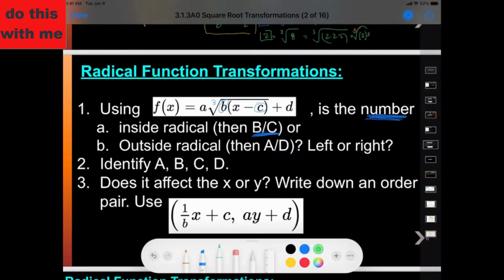Okay, so notice how b is inside the radical sign, while a and d are outside the radical sign. Do you see that? And if there's a number to the left, that's your a value. If it's to the right, that's your d value. The a and the d affect the y coordinates, okay? So you can assign numbers to the letters a, b, c, and d, and then translate it to some characteristics. And if you ever need to move the ordered pairs, you can.